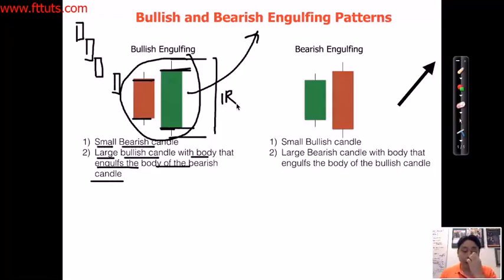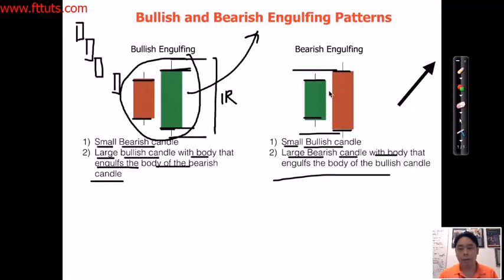The bearish engulfing pattern is the opposite. So it consists of a small bullish candle, which is then engulfed by a large bearish candle. Okay. So again, you've got a small candle body, and the bearish candle is engulfing it, right? Bigger than that, right? So in other words, this is kind of like contained within this entire candle.